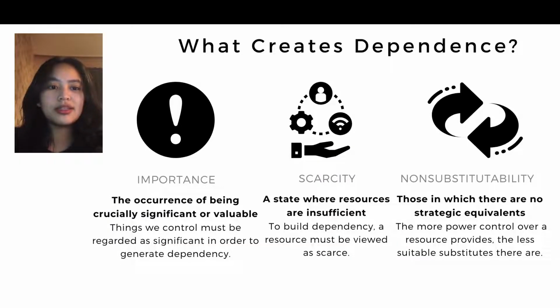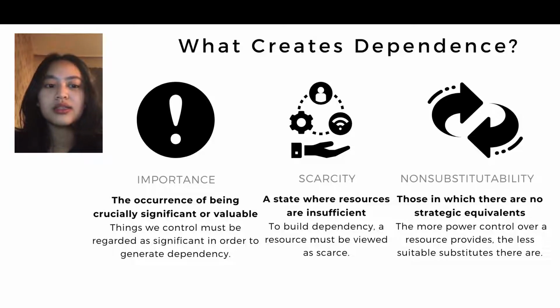So what creates dependence? The first one is importance, the occurrence of being crucially significant or valuable. Therefore, things we control must be regarded as significant in order to generate dependency. The second is scarcity, a state where resources are insufficient. To build dependency, our resources must be few or scarce. The power of job categories demonstrates the scarcity-dependency relationship. Individuals in jobs where the supply of individuals is limited compared to the demand may negotiate more appealing wage and benefit packages than those in jobs where there is an overflow of applicants.